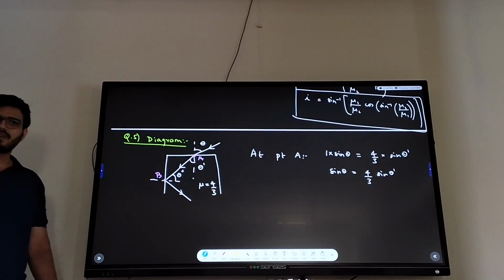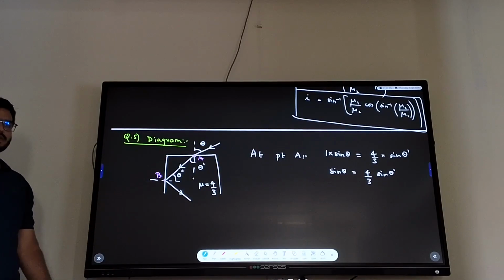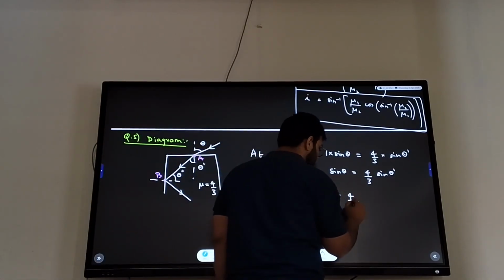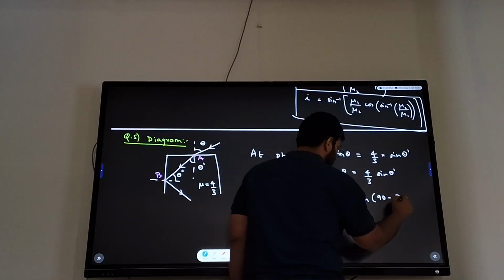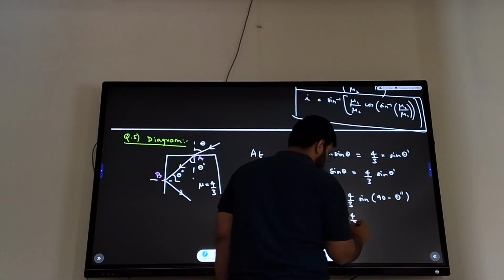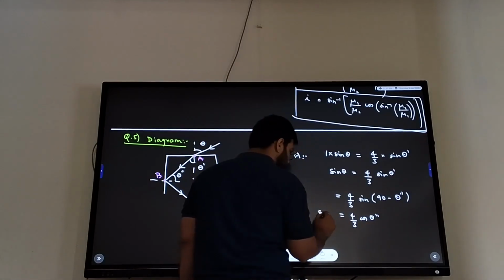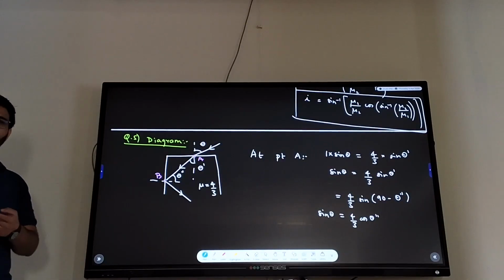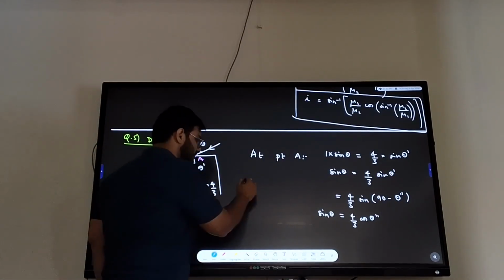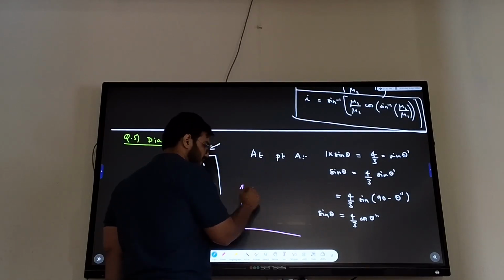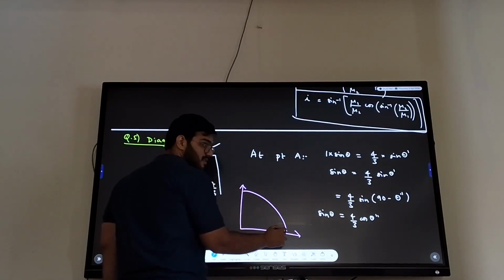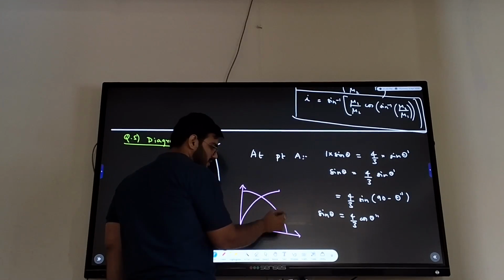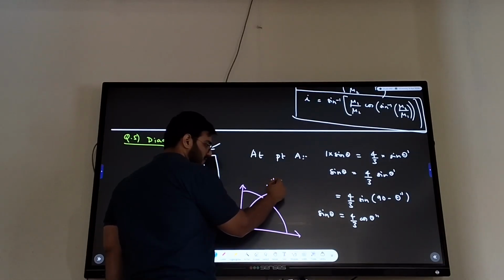What is the relationship between theta dash and theta double dash? 90 degrees. So I can write it as 4 by 3 sine of 90 minus theta double dash. You will get 4 by 3 cos theta double dash. Do you know this, that in the domain from 0 to 90 degrees, the cos theta curve goes like this and the sin theta curve goes like this actually?